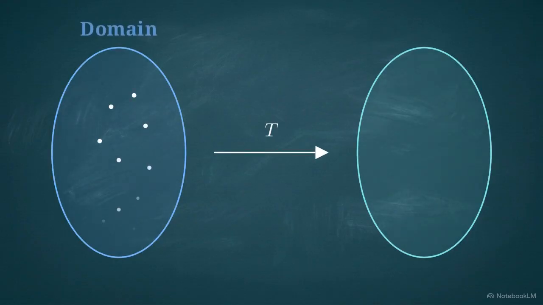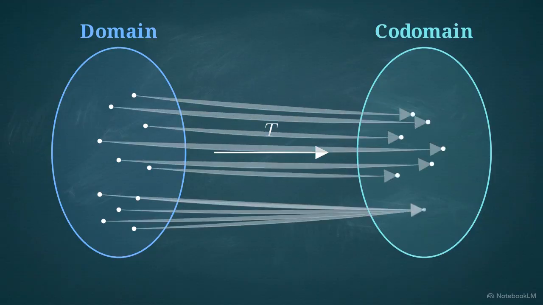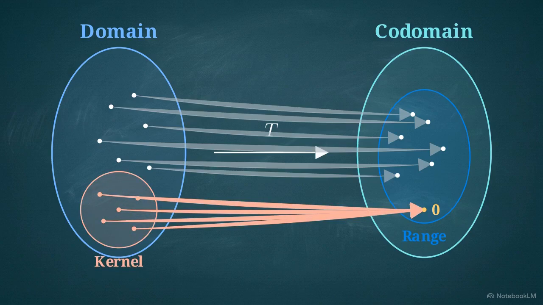On the left is the domain, representing all our valid inputs. The arrows point to the codomain on the right, which represents all possible destinations. Notice the operator lands in a smaller subset inside that destination. That specific landing zone is the range. Within the domain, there is a specific set of vectors that map directly to the zero coordinate. We call this set the kernel, or null space.